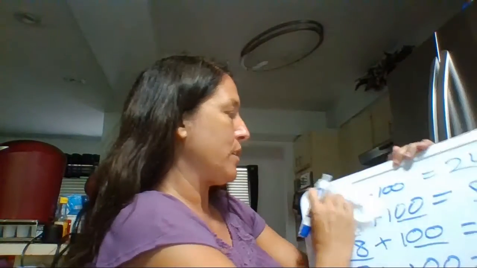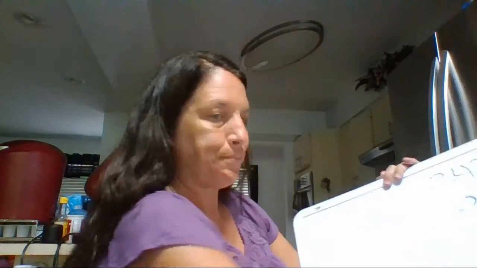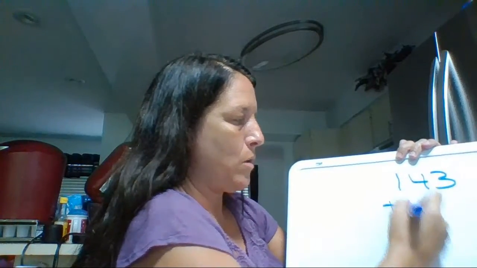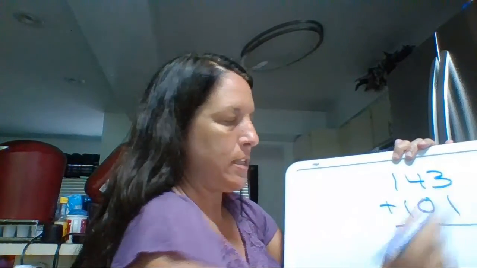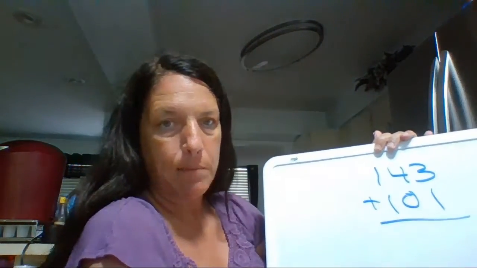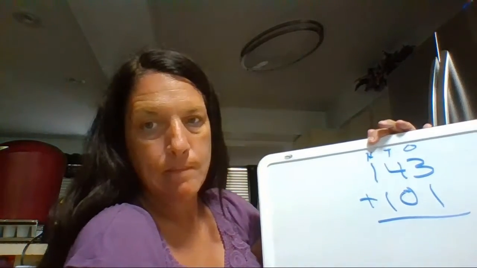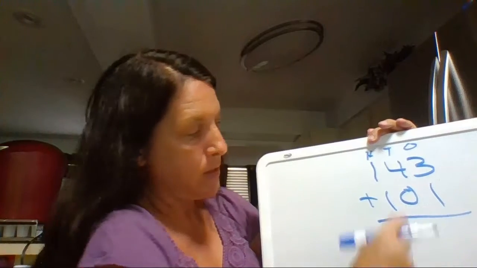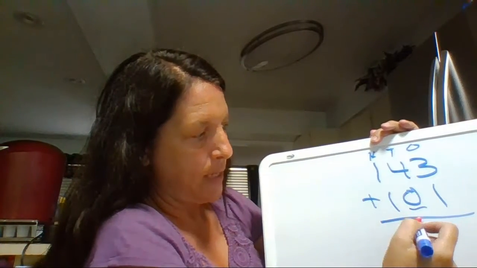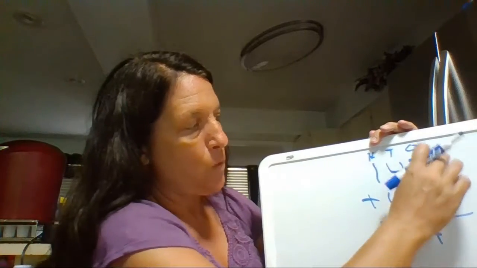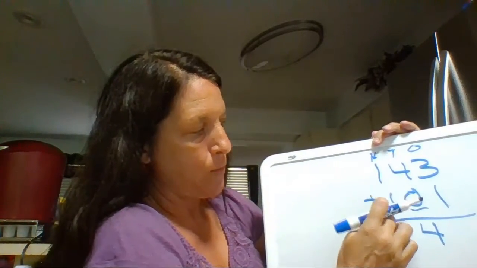Now the second part of the question, use the same numbers, but this time it added 101. So let's look at this. What's going to stay the same this time? Here's your ones, tens, hundreds. What's going to stay the same? Your tens, because there's a 0 here. So in every number, the middle number stayed the same. The ones went up by 1, and the hundreds went up by 1.